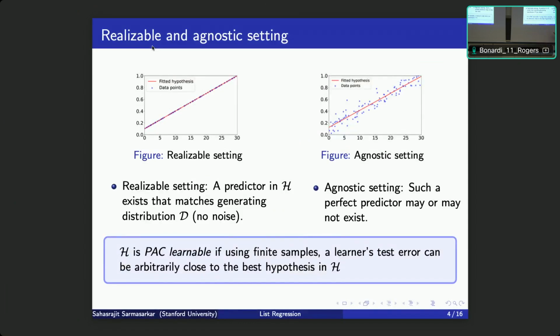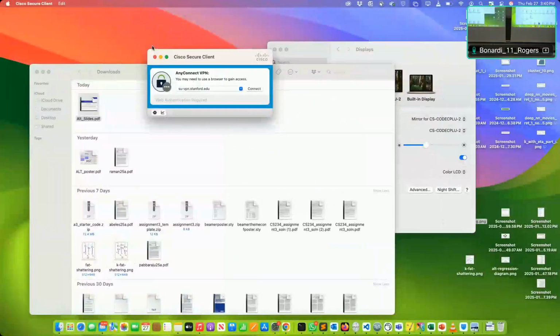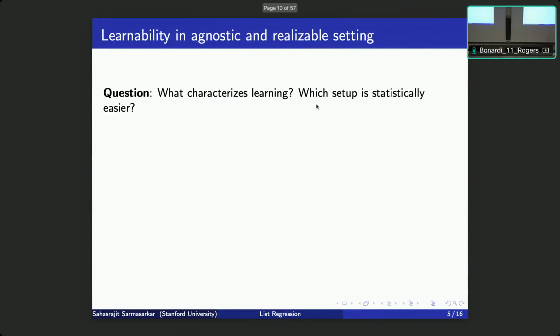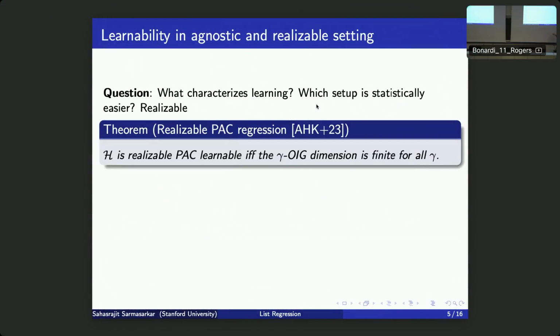And a hypothesis class is PAC learnable if the learner's test error is arbitrarily close to the best hypothesis in H. I didn't give the formal definition here. So the natural question which comes here is, in terms of characterizing learning, which setup is statistically easier? Since you have a stronger assumption in the realizable case, one can wonder whether the realizable case will be statistically easier. You can learn it with a smaller number of samples.